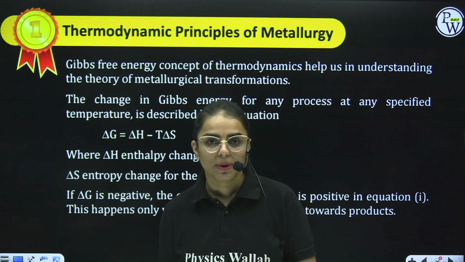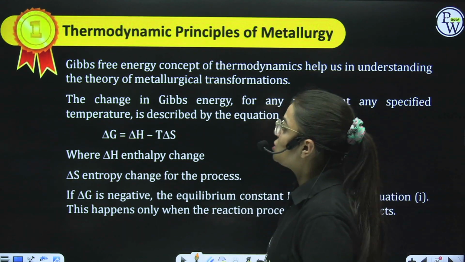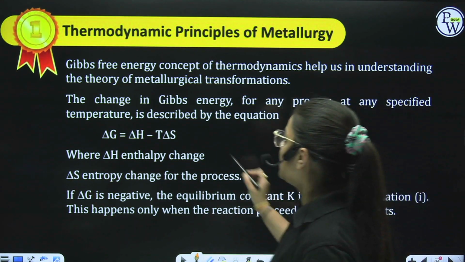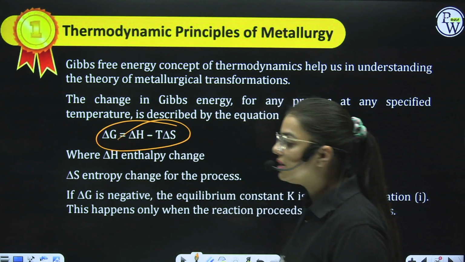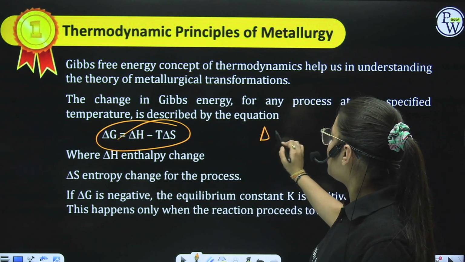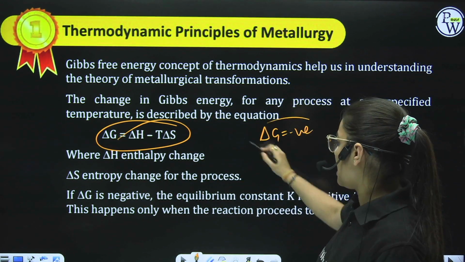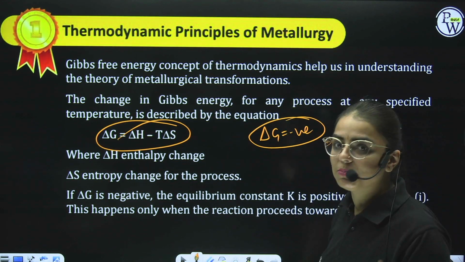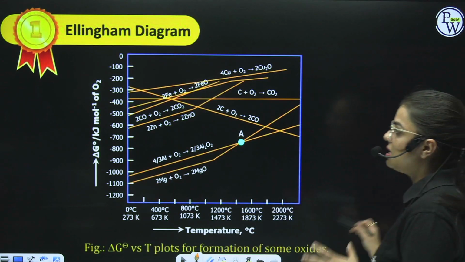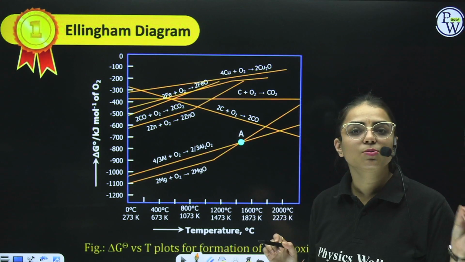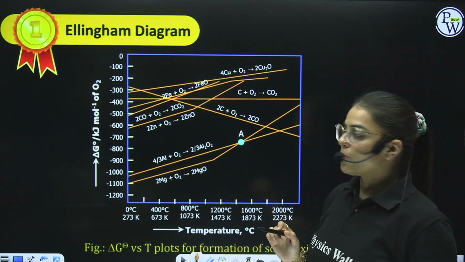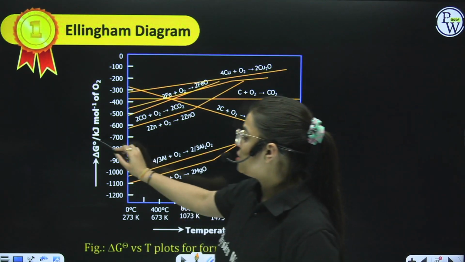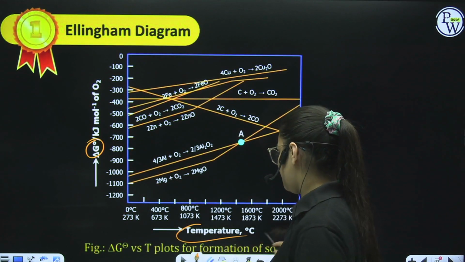This is the thermodynamic aspect that we are going to study. So Gibbs free energy change: delta G is equal to delta H minus T delta S. And delta G will always remain negative for a spontaneous reaction. The Ellingham diagram is used for that purpose only. It depicts whether a reaction is spontaneous or not, so it tells about spontaneity. It is a graph between delta G naught and the temperature.